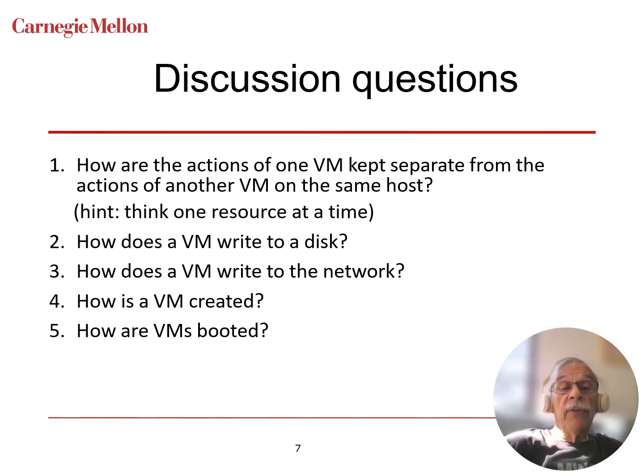So for discussion, how are the actions of one virtual machine kept separate from the actions of another virtual machine on the same host, whether it's type 1 or type 2? And you can think of it as one resource at a time. So, for example, how does it write to a disk? How does it write to a network? How does it get messages from the network? How does the message from the network know that this is a virtual machine that is listening for that?